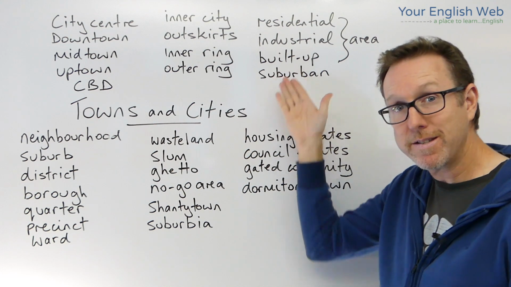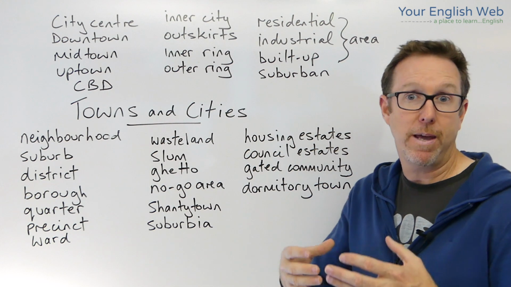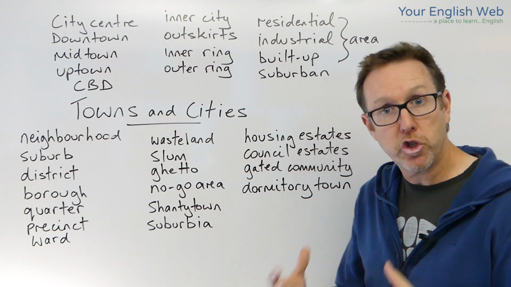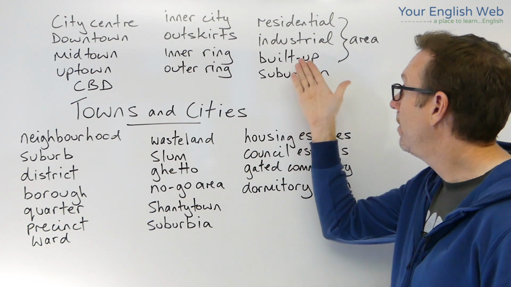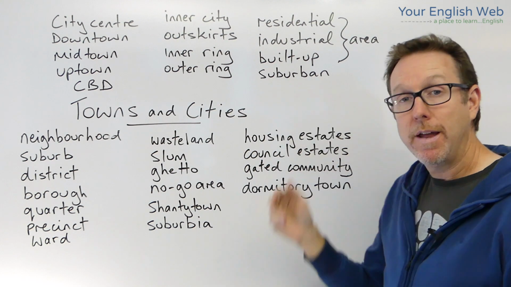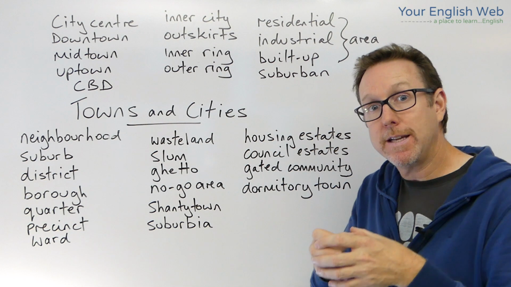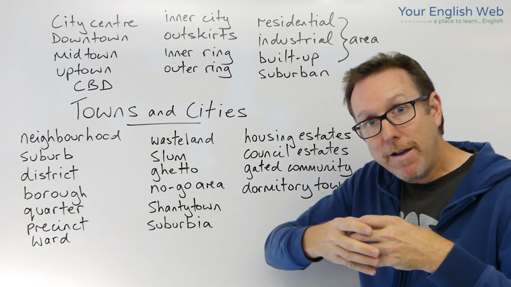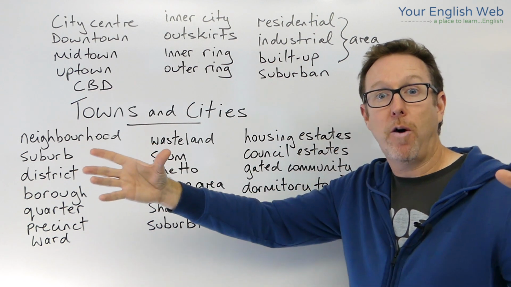Built up areas are where there's a lot of infrastructure, maybe a lot of housing, shops, where traffic can also be a problem. Built up areas, and suburban areas. Now, remember I said in Australia we have the centre of the city, the CBD, and then we have the suburbs which spread out from the city.